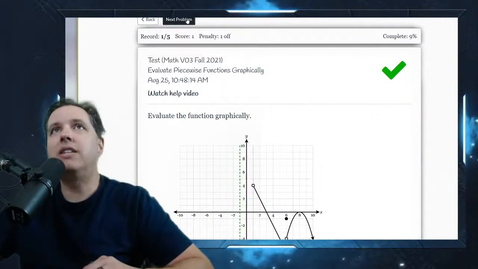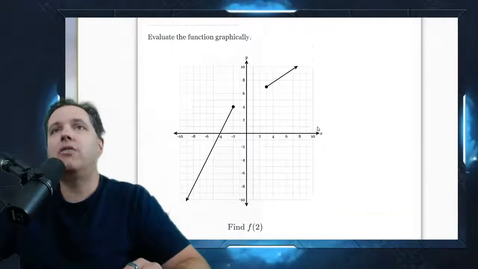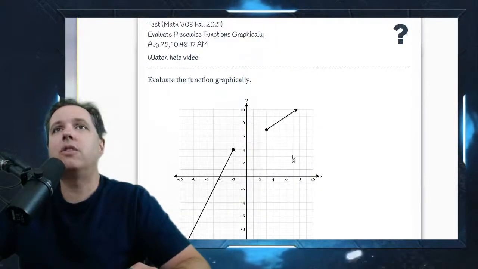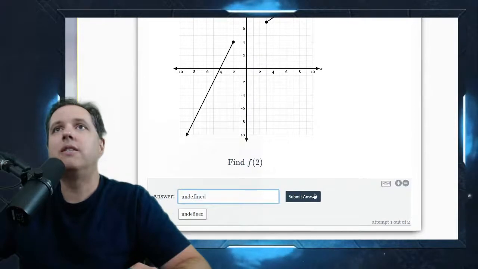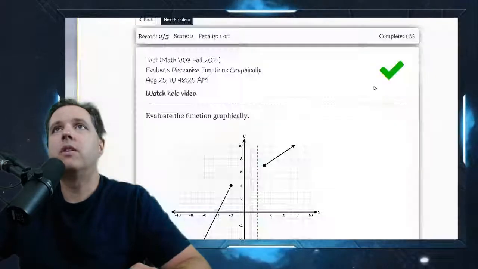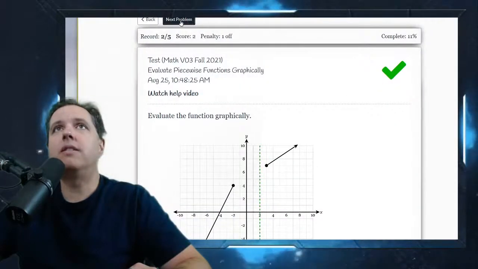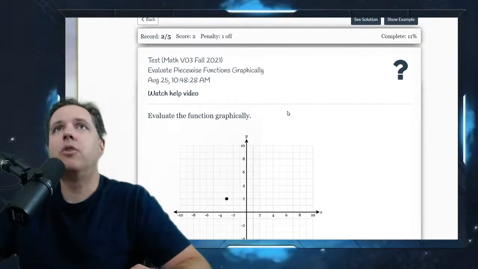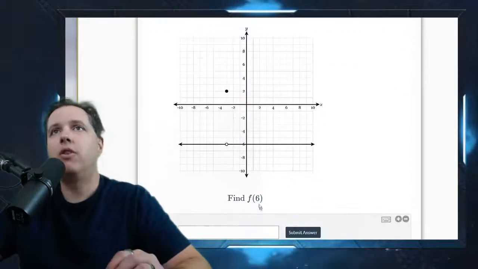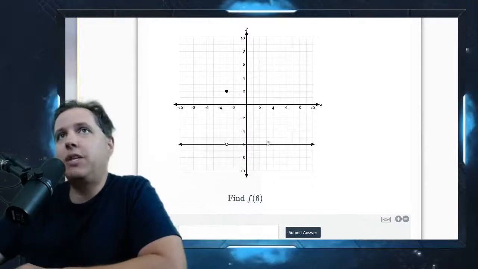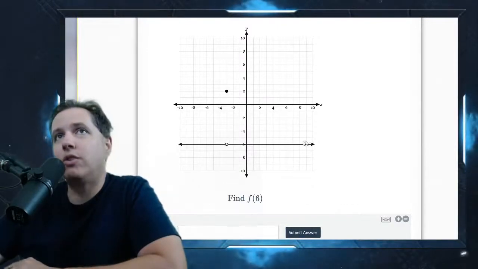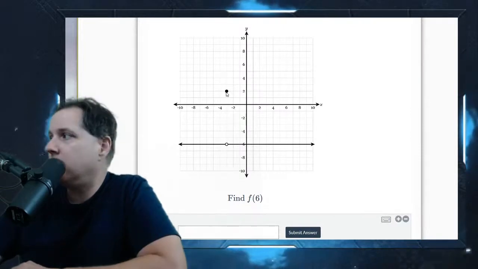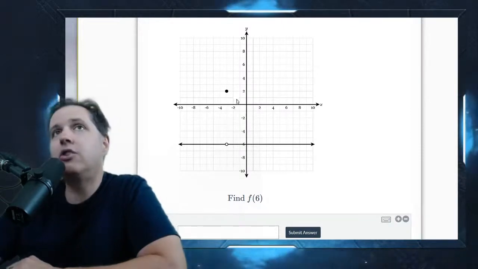So let's try one that is defined because I want to make sure you know how to do that. Let's see, f of 2, it's another one that's undefined. Give me one that's defined. Here we go. Find f of 6. See how this is a piecewise function? Because it's almost a horizontal line, but then there's this hole poked in it, and the value occurs up here. Okay, that's a legitimate graph.